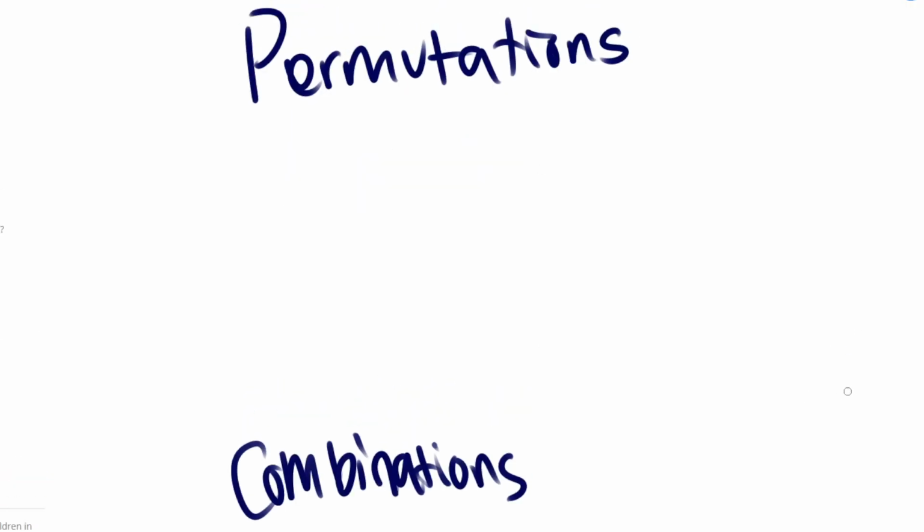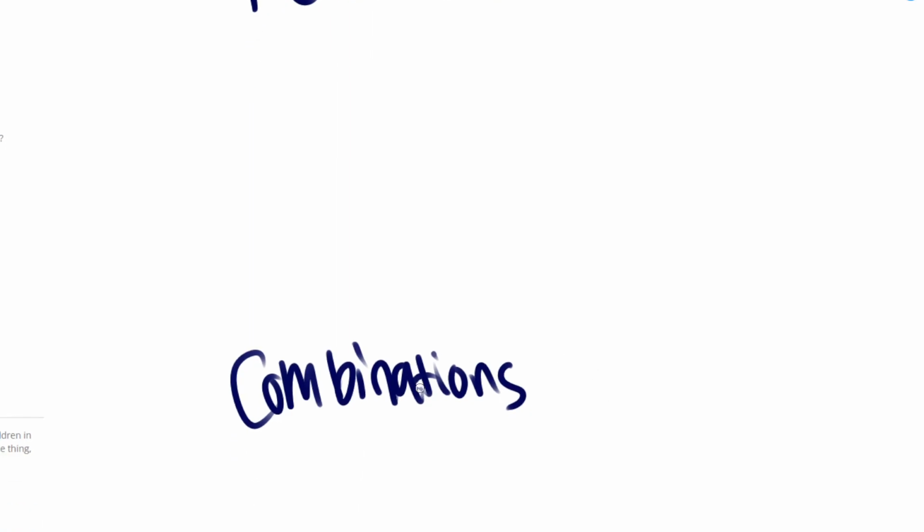Permutations are when the order of your sets matters. So if you had a family of ducks that were lining up and the order of each of the baby ducks mattered, that's where permutations come in. But with combinations, order doesn't matter. You don't really need to worry about how they're lined up.